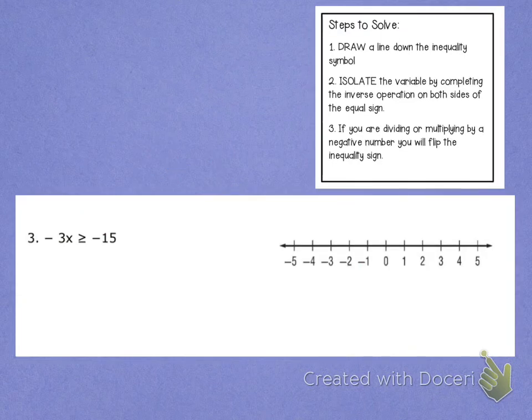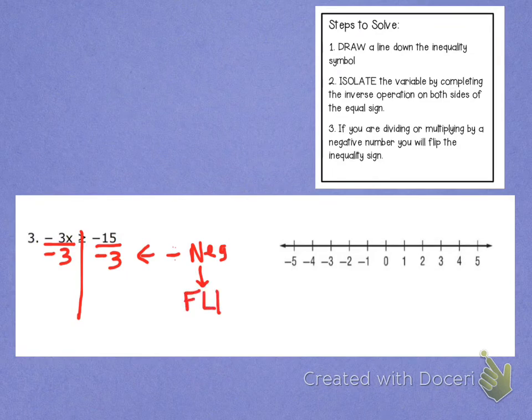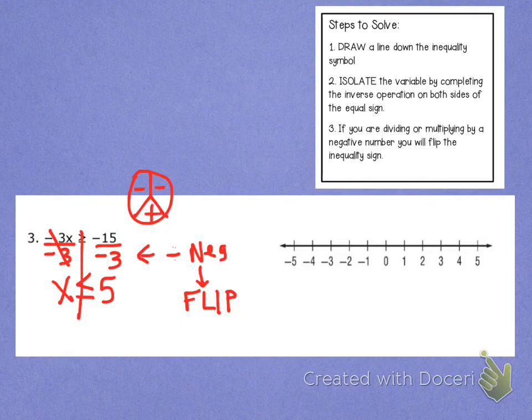Next one, I draw my line down the inequality symbol, and I'm multiplying x by negative 3, so I want to do the inverse operation, which is dividing x by negative 3. Divide by negative 3 and divide by negative 3. So the moment that I divided by a negative, remember I need to flip. So I'm going to go ahead and flip so I don't forget. So then negative 3 divided by negative 3 just gives me 1 times x, which is x. And then negative 15 divided by a negative 3 is 5. Remember, we have our wheel to help us. If I'm dividing a negative 15 by a negative 3, then my answer is positive.